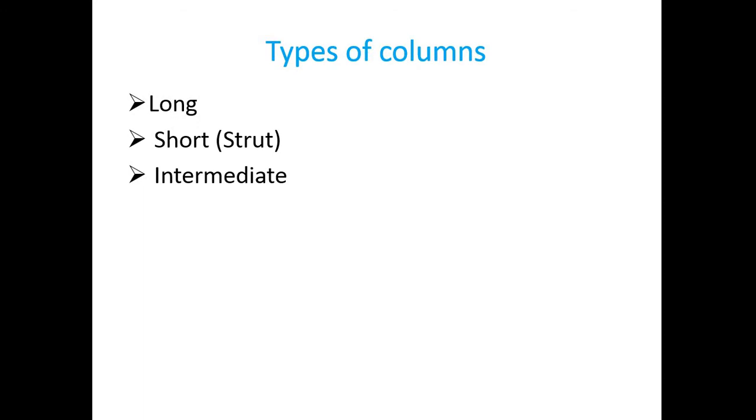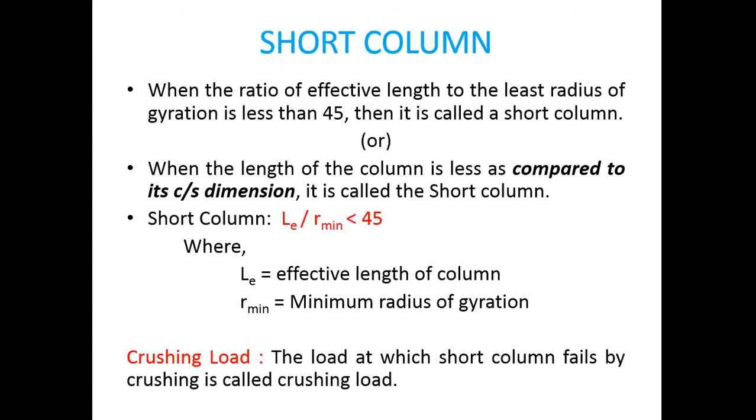Now what are the types of columns? Here you can see a very simple classification of columns, that is long, short and intermediate. Now what is a short column? When the length of the column is less as compared to its cross-sectional dimension, it is called a short column. Or we can say when the ratio of effective length to the least radius of gyration is less than 45, then it is called a short column.